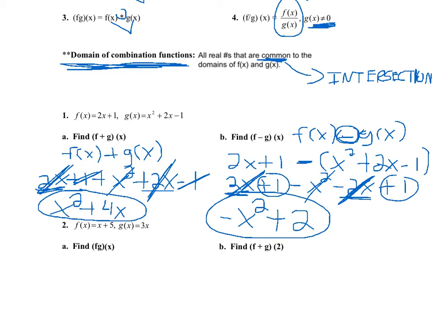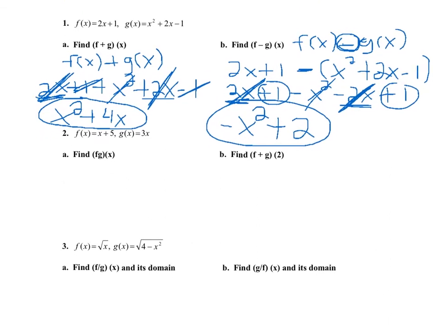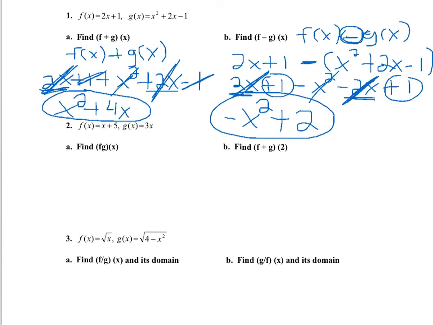Okay, let's go to 2. For 2, we have two different functions. And actually, number 1 and number 2, all of these, the domain's all real numbers, so it's really not going to affect the domain when we do f plus g and f minus g.